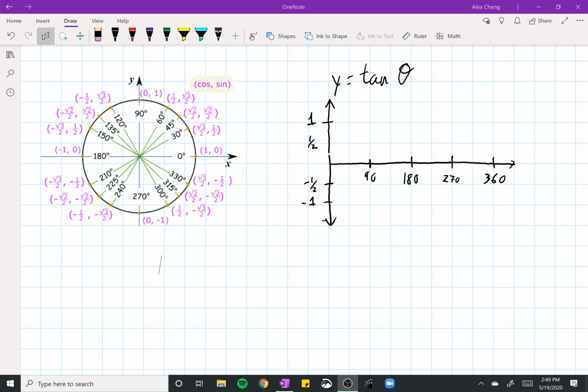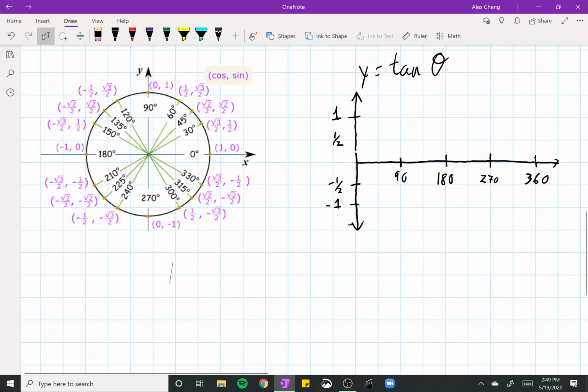Alrighty, in the last video we talked about how to graph sine and cosine of theta, and now we're going to talk about how to graph tangent of theta. Now, as I said at the end of the last video, tangent itself does not show up directly in the unit circle. The unit circle has an x-coordinate of cosine of theta and a y-coordinate of sine of theta. So where exactly does tangent show up?